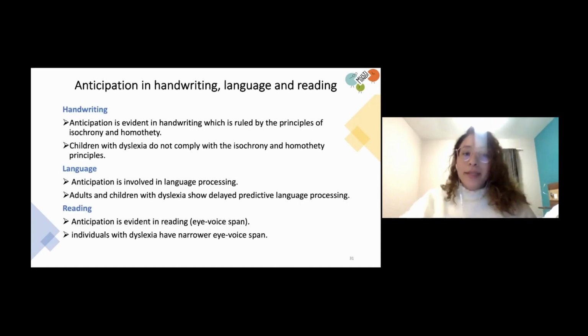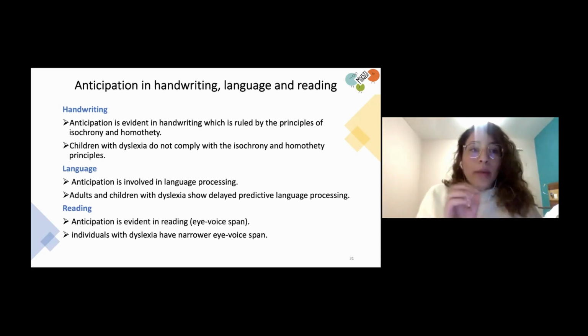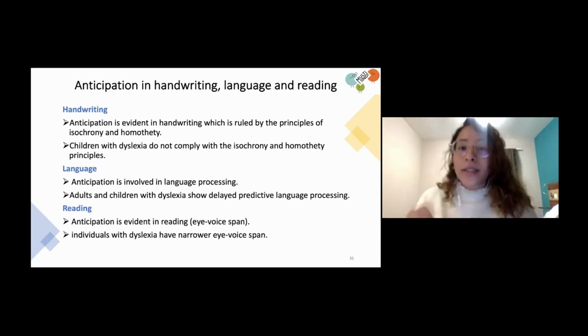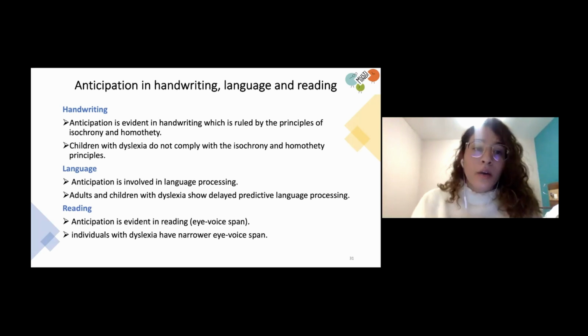So basically what I have shown is that anticipation is evident in handwriting, in language, and in reading. I've shown that in handwriting, anticipation is evident in that before we start writing, we need to know or we decide the way that we write a letter or a word based on what's going to come next, whether it was a size or whether it was the shape of the letter that's going to come next.